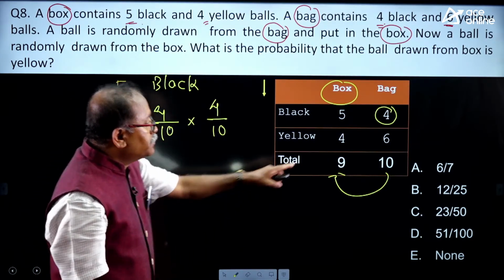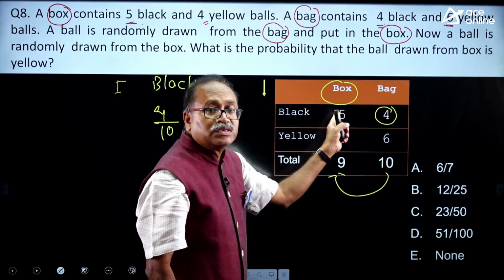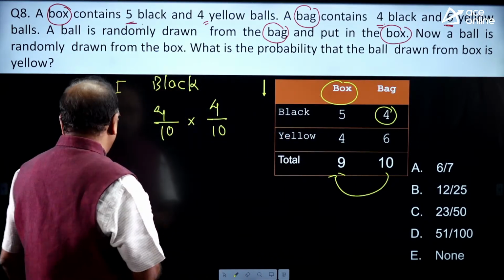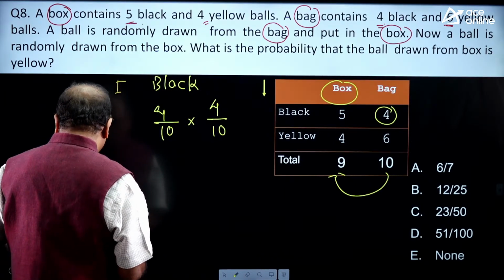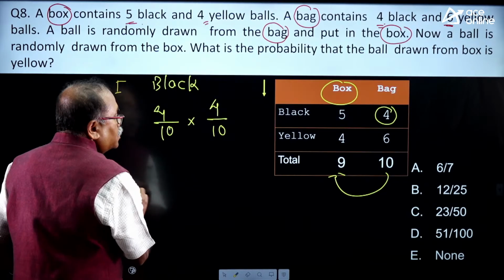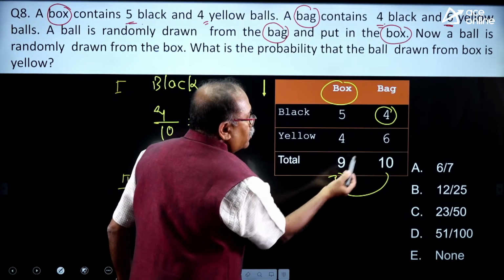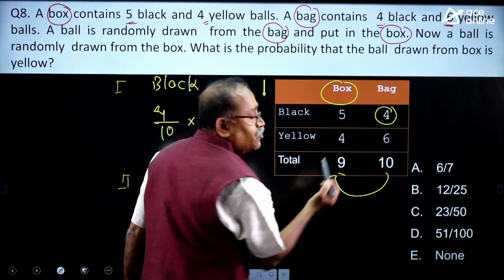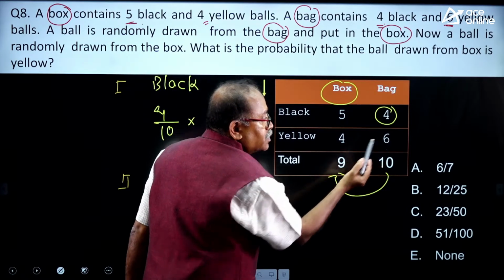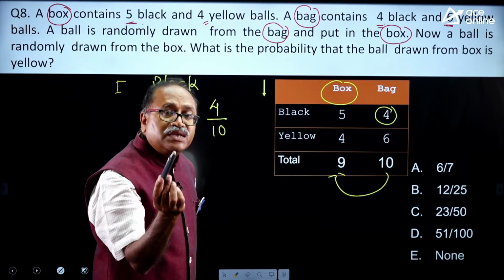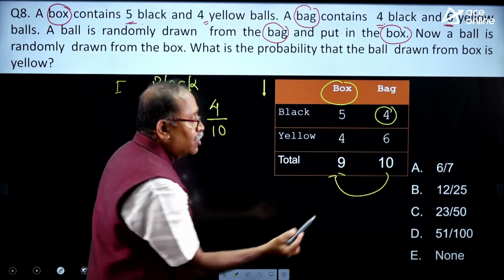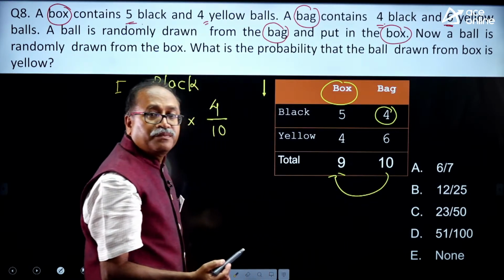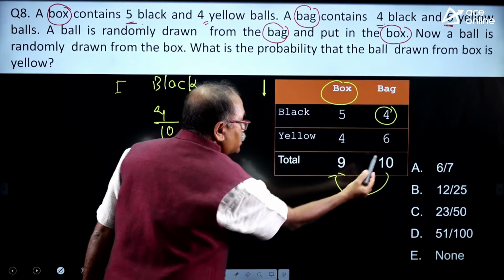This is the probability if the first one you have drawn is black. What if the second possibility is that the one which you have drawn is yellow? In how many ways can you pick up yellow from here? There are 6 yellows, so 6C1 is 6, out of 10. So here it is 6 by 10.